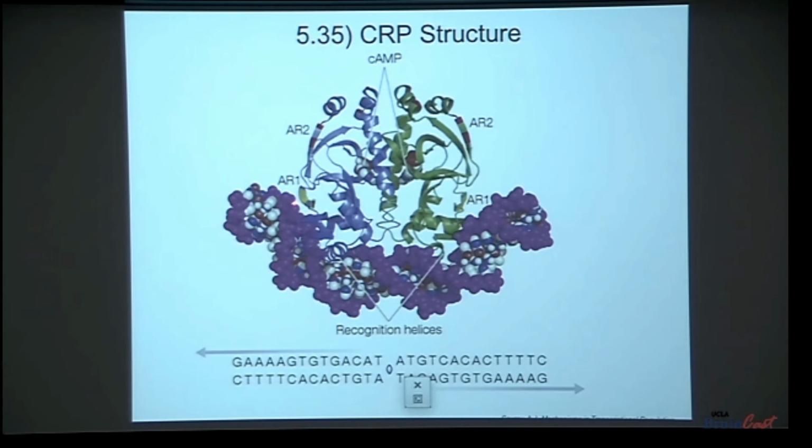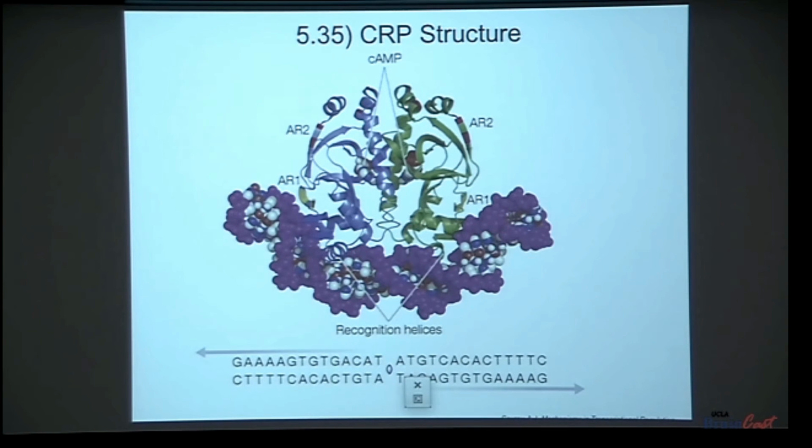We see these two regions here, there's a total of 4 regions, 2 on each subunit, highlighted in different colors. Okay, so in yellow here we see AR1, that means activating region 1. It turns out that CRP contains 2 activating regions, activating region 1 and activating region 2, and we see one of those on each subunit.